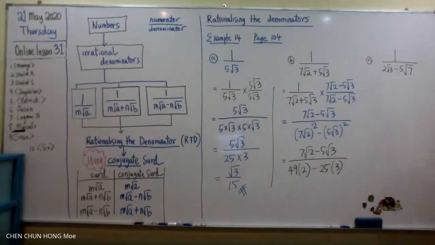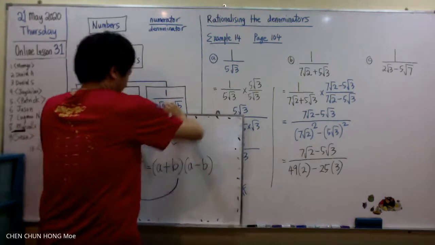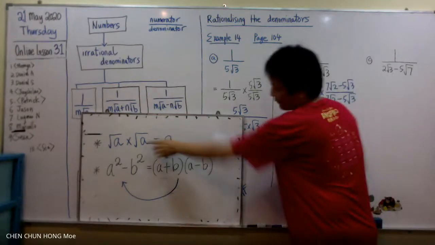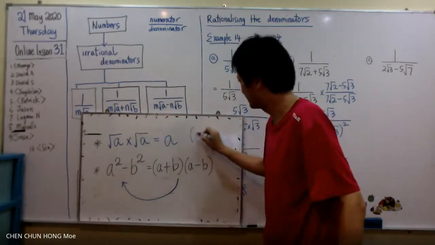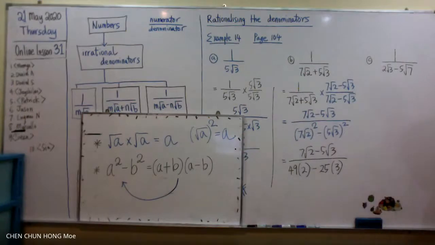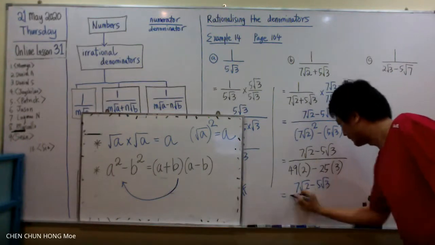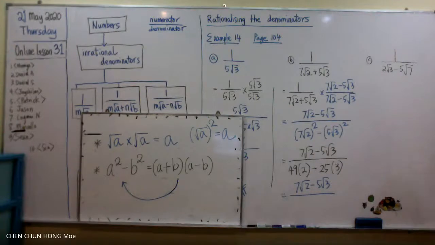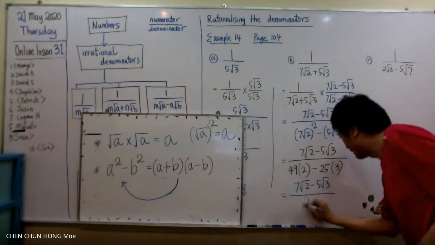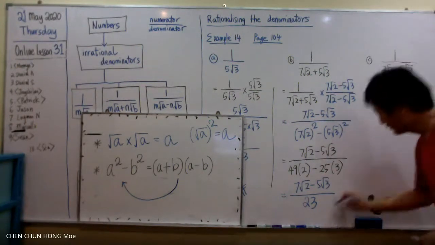So what happened now is, if you can see here, I'll leave this up here so that it's at the side. This square root 3 becomes 3, actually using the first one, because the first one is, what is this actually? This is just square root. Same thing. Okay, now let's continue. You have 7 square root 2 minus 5 square root 3. You can use your calculator here. 2 times 49 minus 3 times 25. I think that will give you 23. Okay, so this is done.